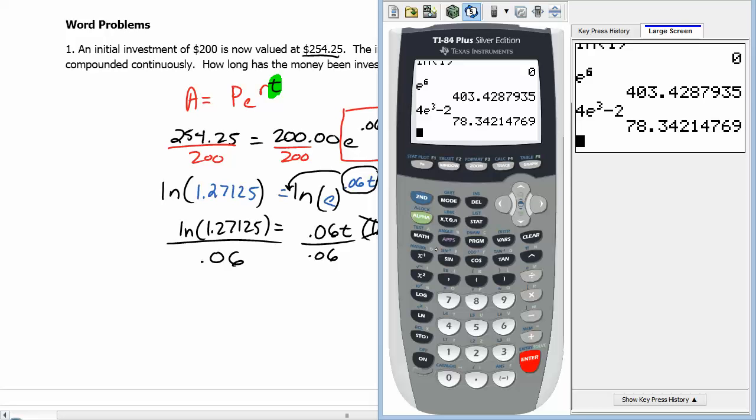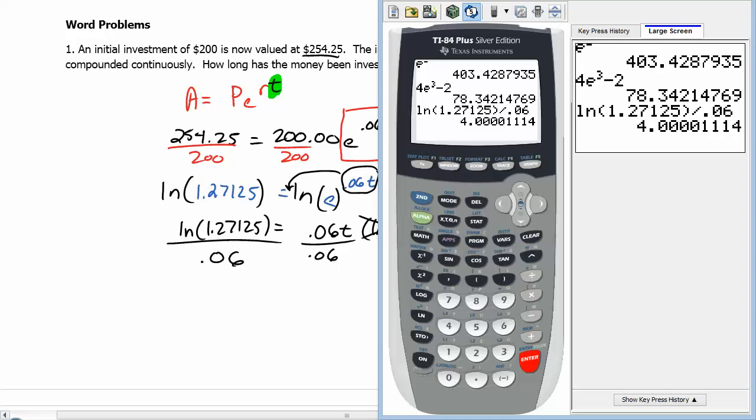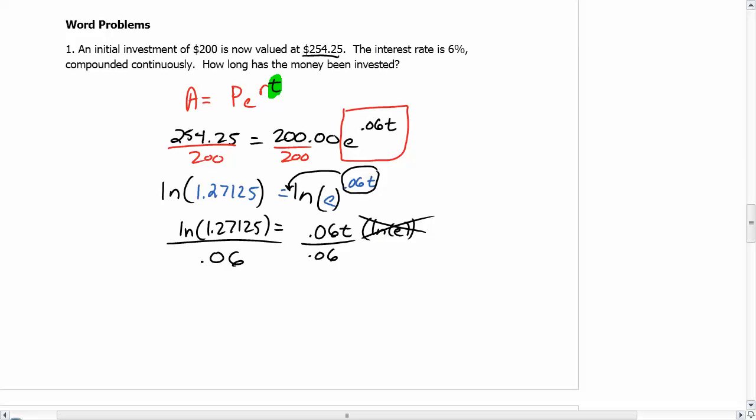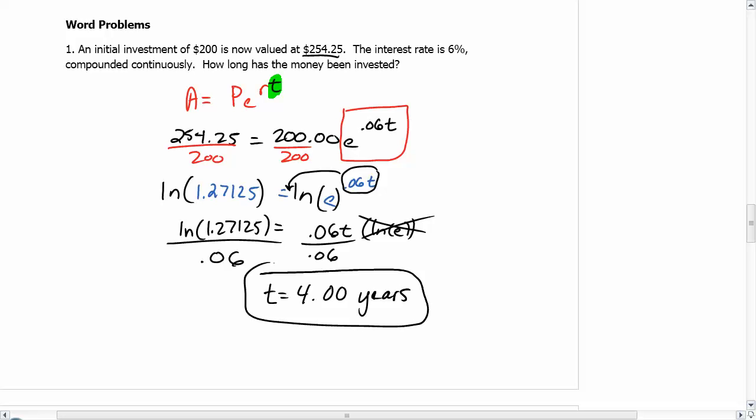Okay, and let me show you how you need to do this. Make sure, again, I'm trying to really emphasize, close the parentheses before you divide by that 0.06. This is the ln of 1.27125 divided by 0.06. 4.0000. Great. So t equals 4.00 years. That means in order for the money, when you put it in the bank, to go from $200 to $254 at a 6% interest rate compounded continuously, it would take 4 years.